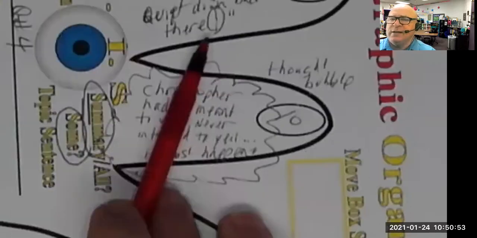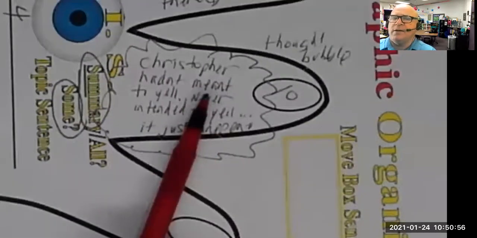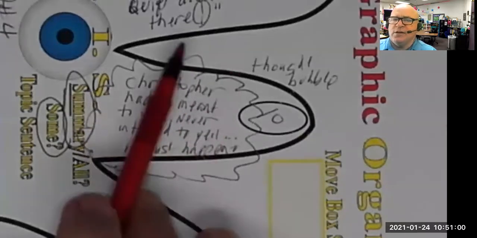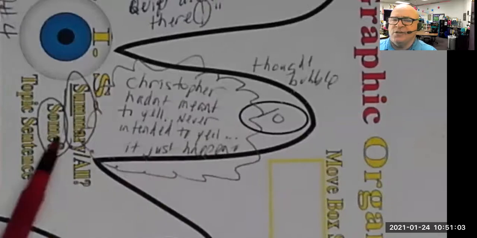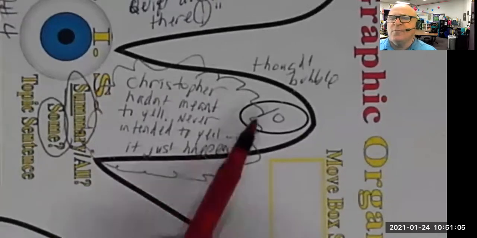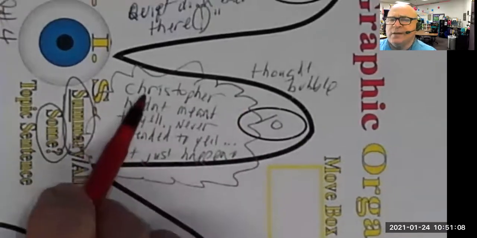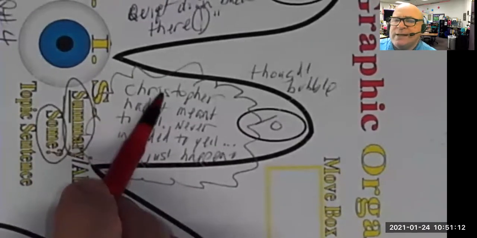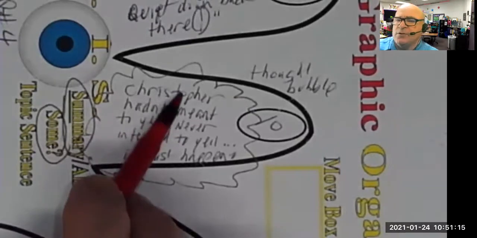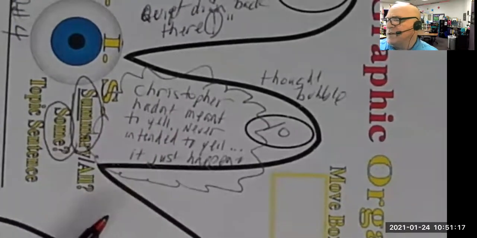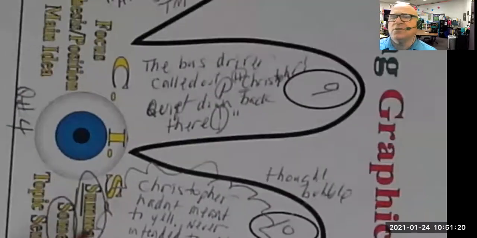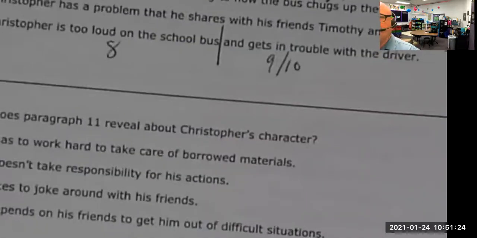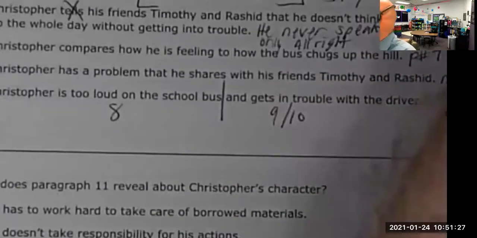Now, paragraph 10 is not him talking. I made a little cloud, which some of you call a thought bubble. He hadn't meant to yell. He'd never intended to yell. It just happens sometimes. So paragraph 10 has him thinking, and the reader being able to get inside his mind to find out what his thoughts were.